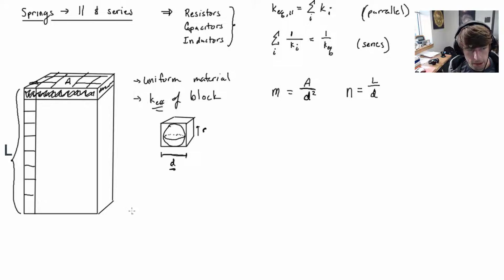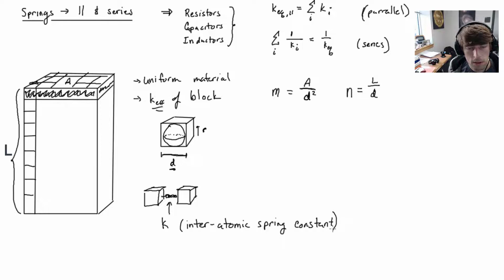Now here comes the next kicker. Let's approximate each of these individual atoms, these cubes that we have, as connected by some interatomic spring. So what keeps these blocks glued together, we'll call it k, the interatomic spring constant. What this means is we're going to model the atoms as if they were connected by springs.